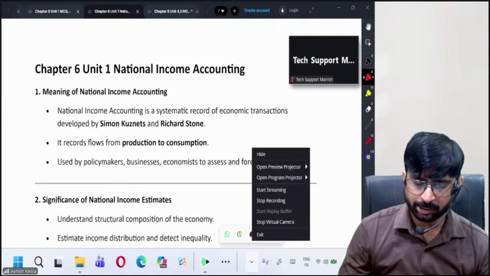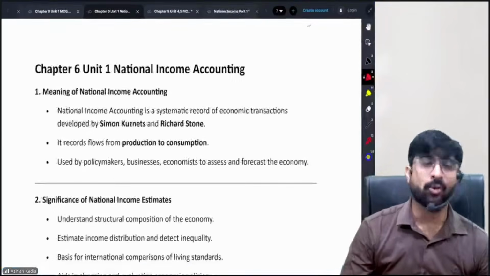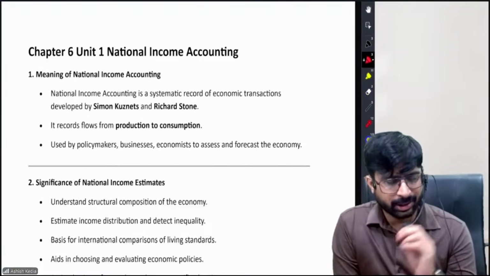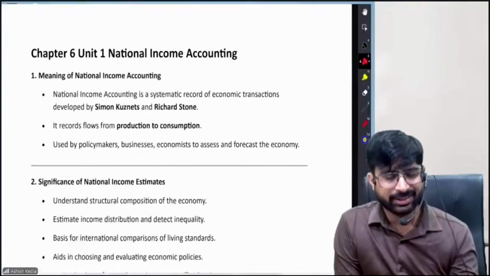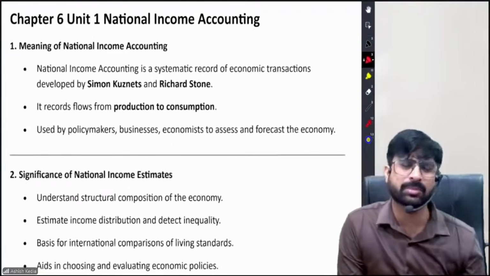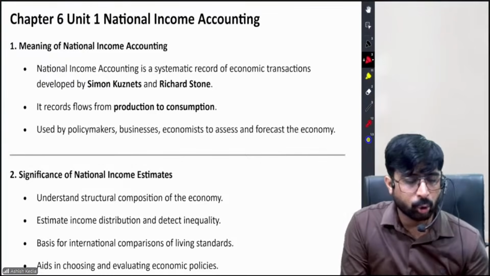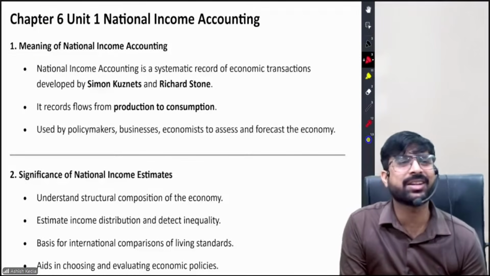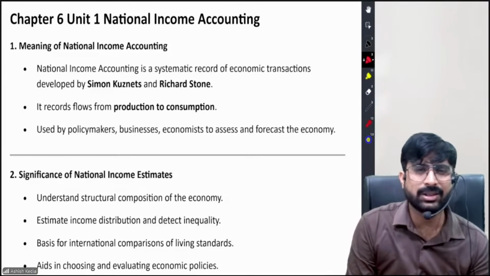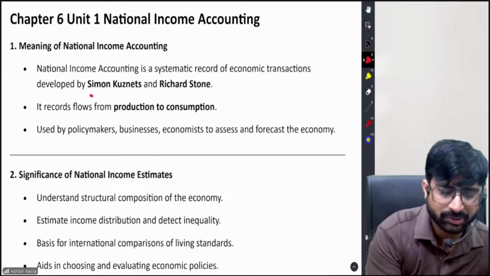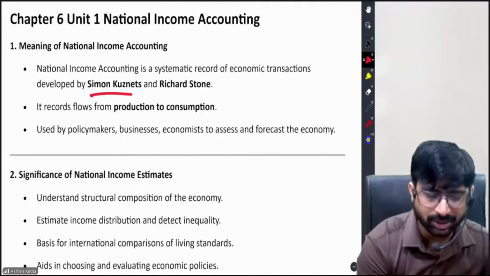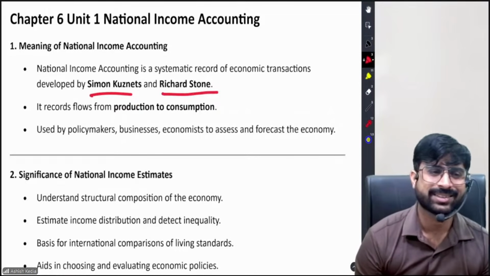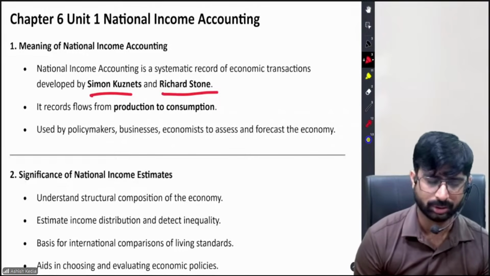Okay. So hello students. Now we are starting with national income accounting. The first question before I talk much about it: who are the pioneers? Who should get the credit of developing national income accounting? These are the two economists, students: Simon Kuznets and Richard Stone. Very important for your MCQ paper. Simon Kuznets and Richard Stone.